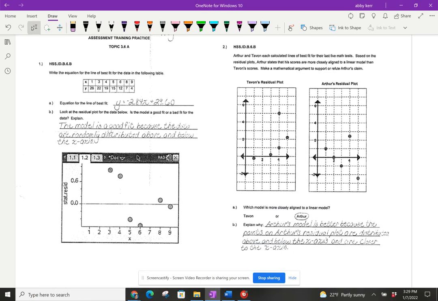Now residuals, it's very important to create the equation of the line because you're trying to find the difference between the actual point and the predicted point. This looks like a good model because it's randomly distributed above and below. So we kind of have 3 above, 3 below. If you look at the difference, notice that 0.6 is very close to 0, so it's not very high.